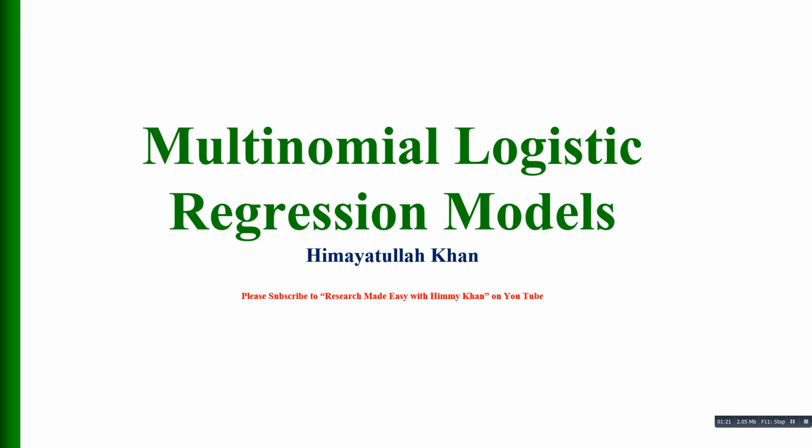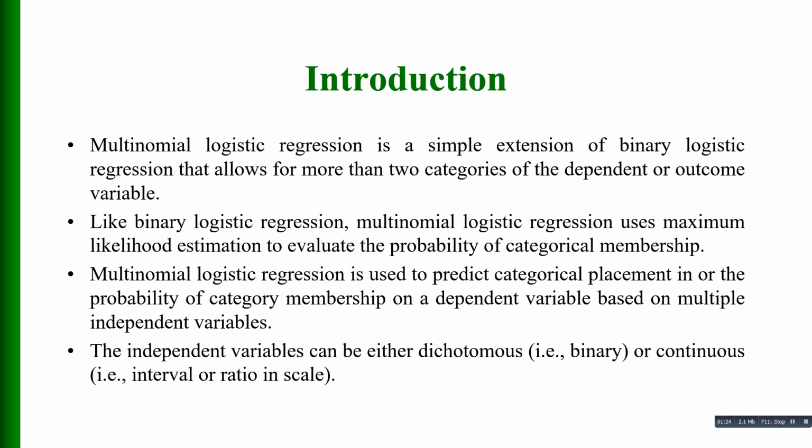So let me start with the introduction of the multinomial logistic regression model. Multinomial logistic regression is a simple extension of the binary logistic regression models, which allows for more than two categories of the dependent or outcome variable. That is, in the binary logistic regression model, we have two categories, whereas in the case of multinomial logistic regression models, the outcome variable has more than two categories, and it is called polychotomous as against dichotomous in case of the binary logistic regression model.